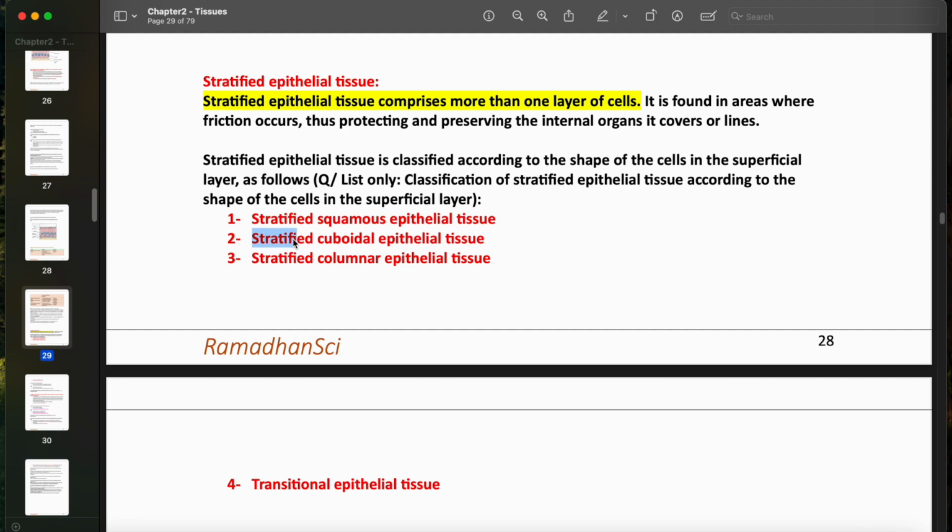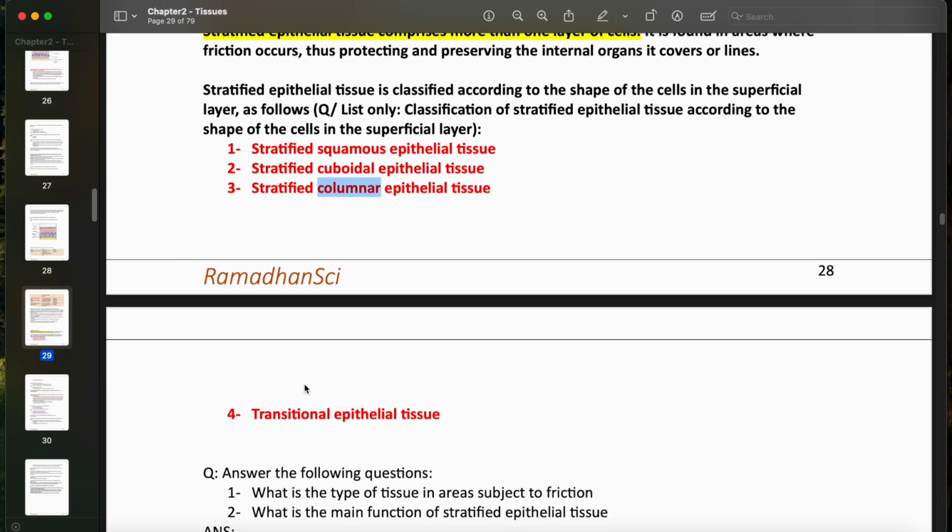Same thing applies to the cuboidal. So we have multiple layers. Maybe those layers have different shapes, but what we care about is that the cell in the apex looks cuboidal. Same thing applies to the columnar.